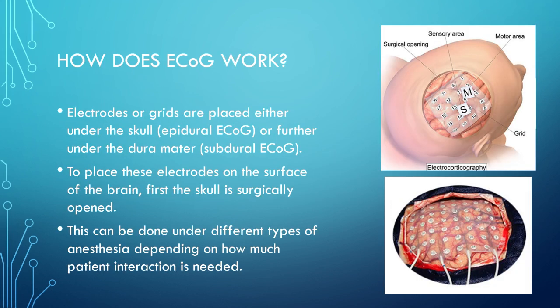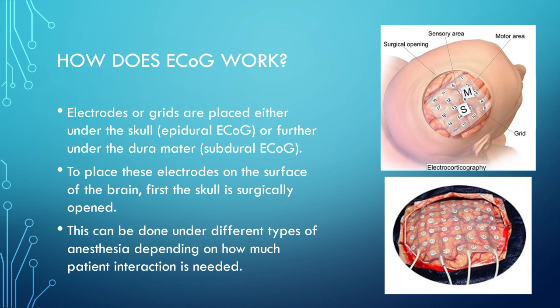So how does ECoG work? Electrodes or grids of electrodes are placed either under the skull, known as epidural ECoG, or further under the dura mater, known as subdural ECoG. As I mentioned, ECoG is directly on the cortex with only thin layers of pia mater or dura mater in between. So it's completely under the skull on top of the brain.